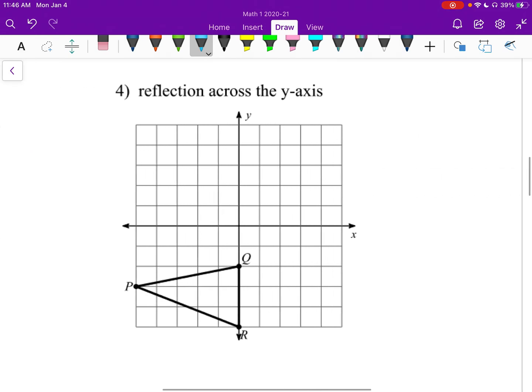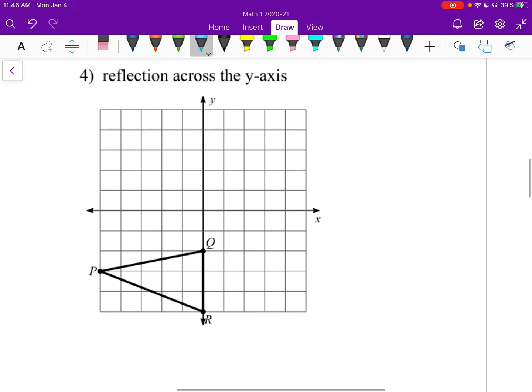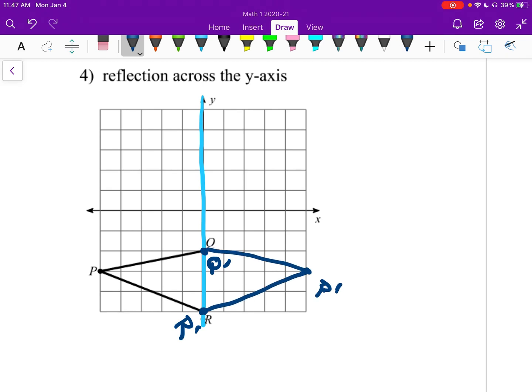All right, number 4, we're doing another reflection over the y-axis. So here's my y-axis. Let's start off with R. R is right there. It is on the y-axis, and we're reflecting on the y-axis. If a point is on the line that you're reflecting, it doesn't move. Okay? So this is going to be R prime also. Same idea with Q. This will also be Q prime. Now our last point P is actually going to reflect. It'll go all the way over here, and then we can connect the dots.